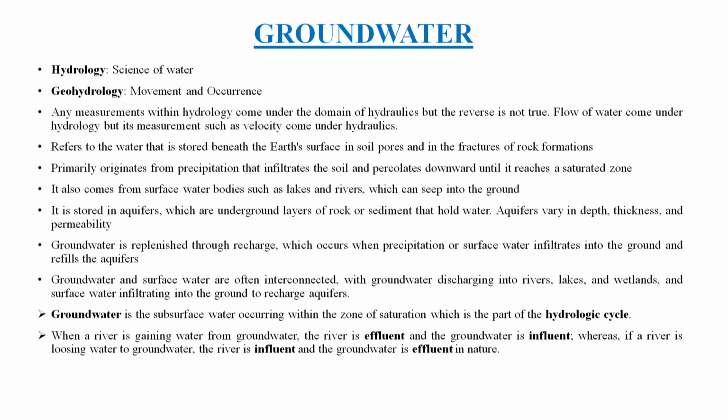So you see there is a continuous interchange of fresh water between surface water and groundwater. Groundwater, now I can say, is the subsurface water occurring within the zone of saturation, which is part of the hydrologic cycle.